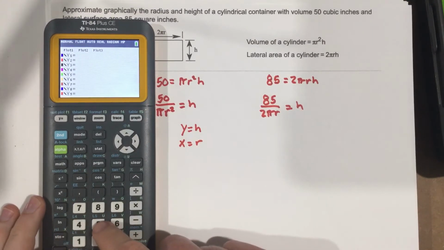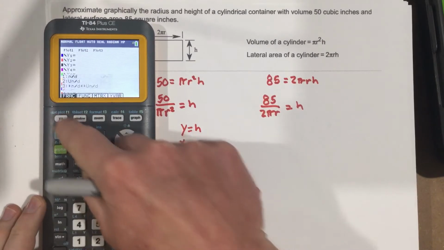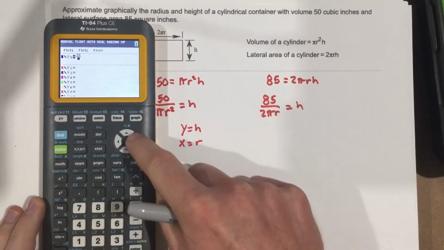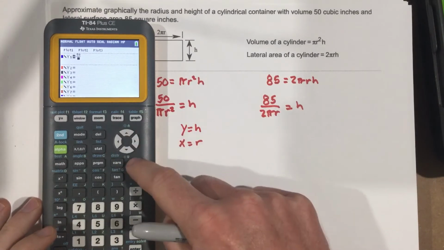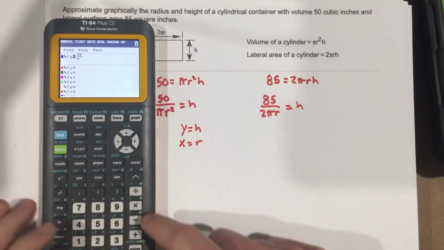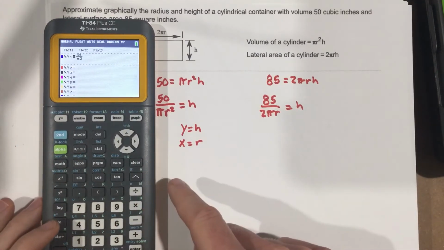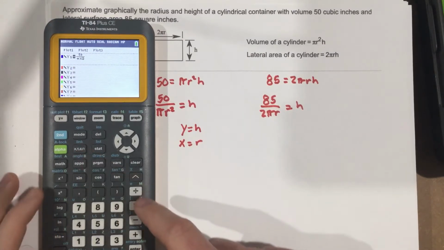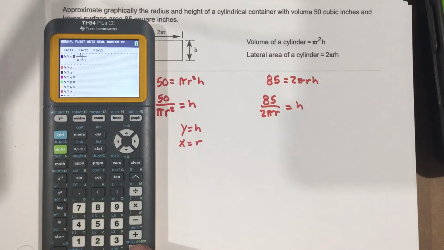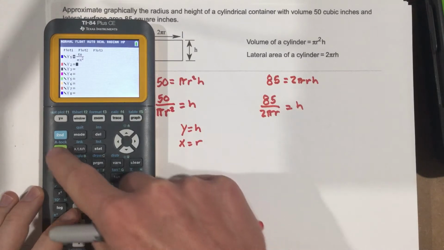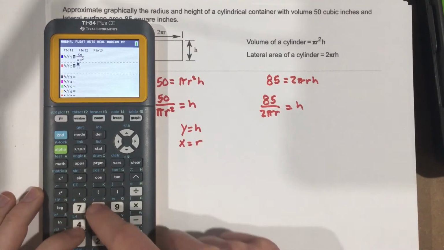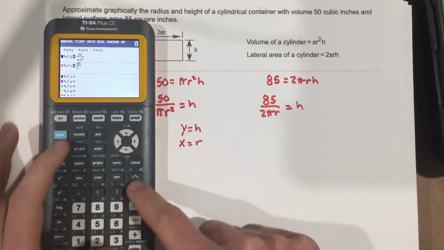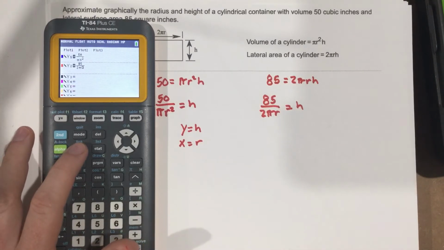So we're going to say 50. Actually, I'll put this in fraction mode. So 50 over pi r, which in our case we're going to use x, so x squared. And then we're going to go down here and say this is 85, again using a fraction. So 85 over 2 pi, and then we're going to use x again for r.